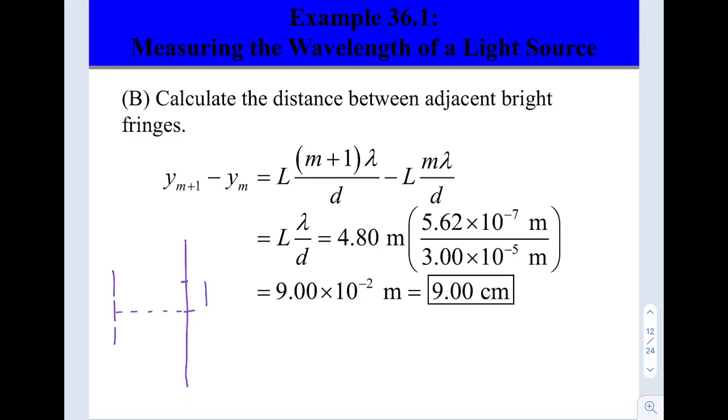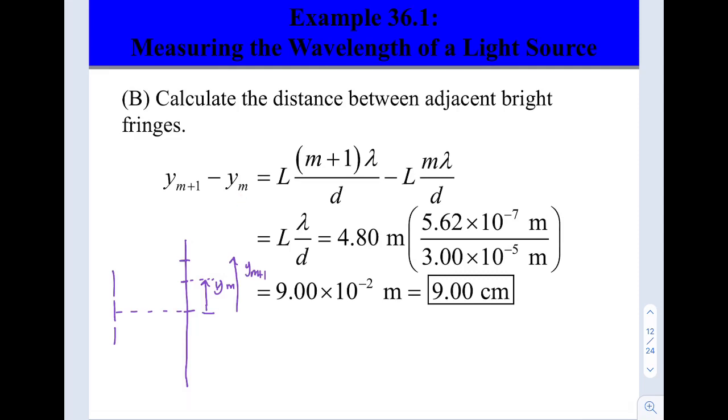So let's say here we have y of order m at this position from the center, and then let's say this is the next order. For this one, you are going to have y at m plus 1, if they are next to one another. So the distance between adjacent fringes must be y at m plus 1 minus y of order m. That is the distance between adjacent bright fringes.